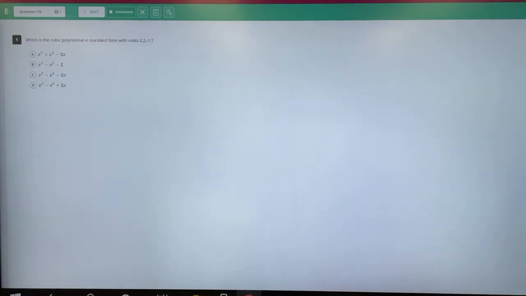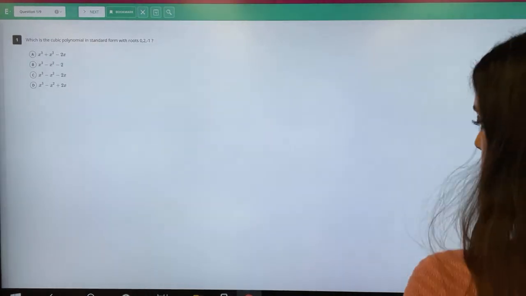Hey guys, all right, so I have the Edulastic review up on my smartboard and we'll get to it. It says, which is the cubic polynomial in standard form with the roots 0, 2, and -1?